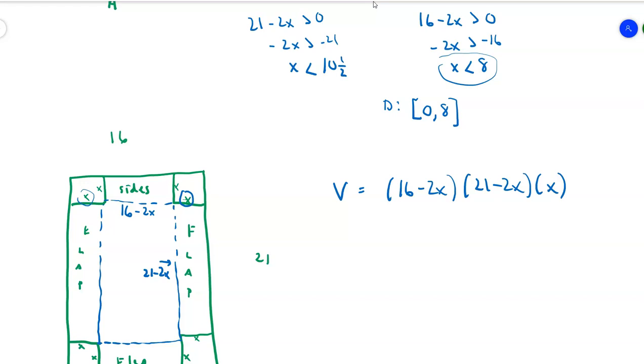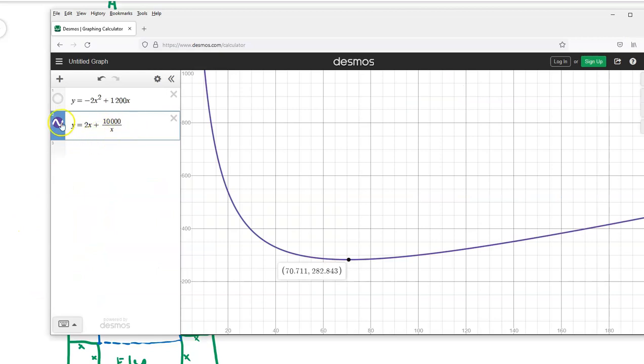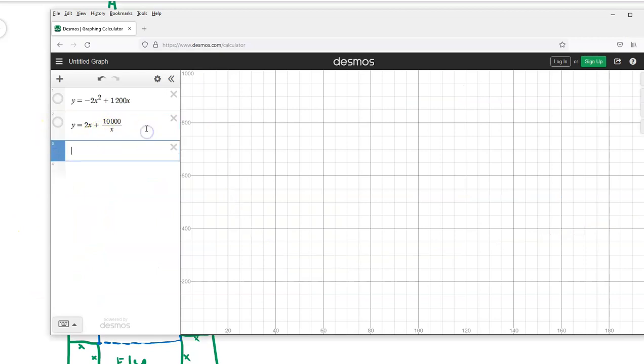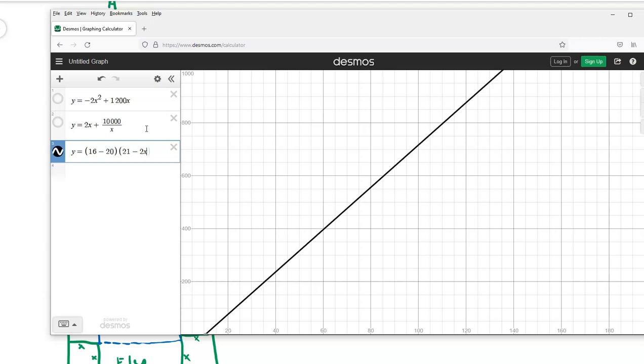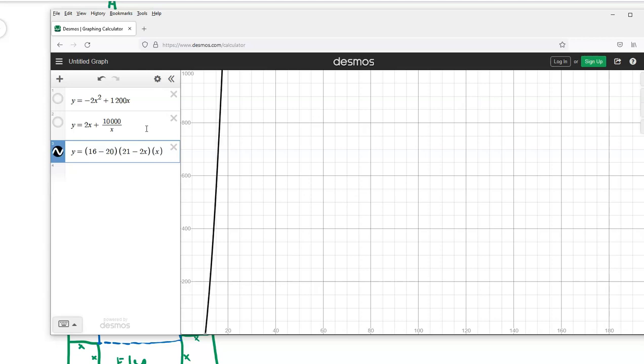All right, we could simplify this if we want. Actually, we could put it in Desmos just like this, right? We could just put it in as the 3 factors. Or you can distribute it and simplify it. Here, I'm just going to put it in the way it is. So I've got (16 minus 2x)(21 minus 2x)(x). All right. And if I graph it on the window that I'm given, I don't see very much. Oh, I lost an x, that's why.